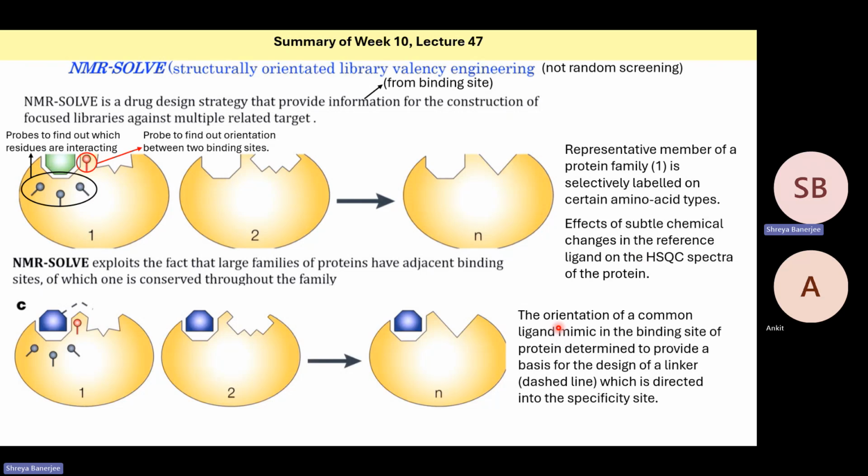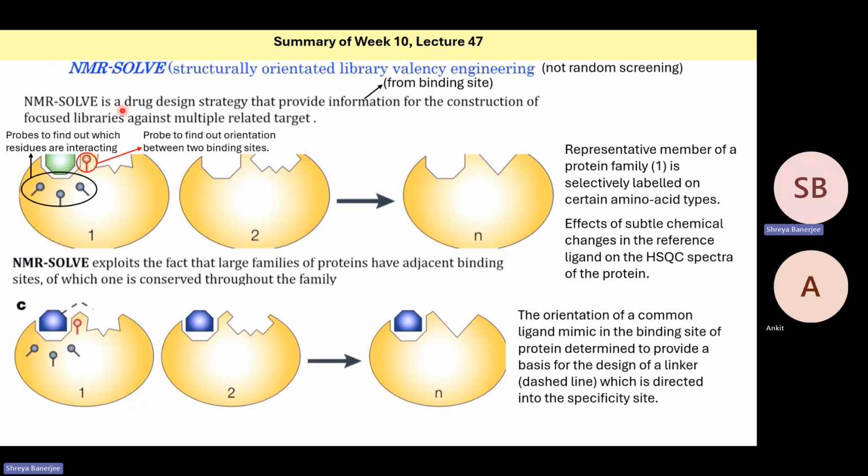You can see here the orientation of a common ligand mimic in the binding site of the protein is determined to provide the basis for the design of this linker, which is directed into the specificity site. Specificity site means the site that is different in the different members of the protein family. So in order to design a linker, this probe that we are selectively labeling here will give you information of what should be the structure of this linker.